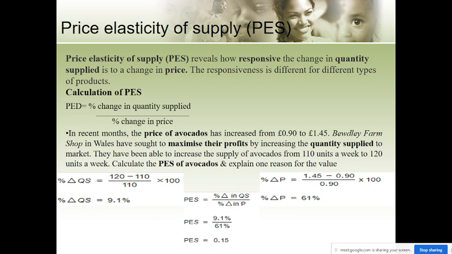Okay, so this is the way you have to calculate the price elasticity of supply, and it is 0.15, or you can say a 15% change in the quantity supplied in response to the change in the price. Okay, this is the calculation of the PES.